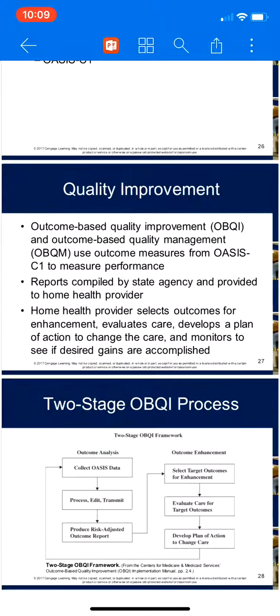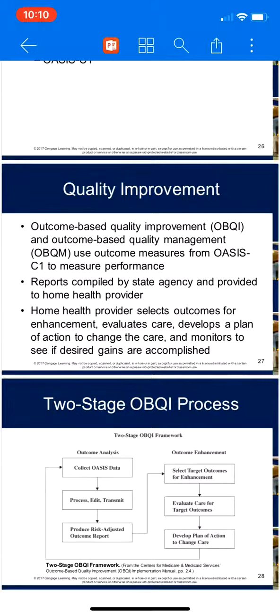Dropping down to that last paragraph on that page. Although the process of gathering, encoding, and submitting the OASIS C1 data may seem to be an end in itself, it is merely the means to achieve outcome measurement and only the beginning of the process. OBQI and OBQM is fundamentally a two-stage process. First, the data must be gathered in a uniform manner through your OASIS C1. This results in a report showing the agency's performance in terms of outcomes relative to the national sample.